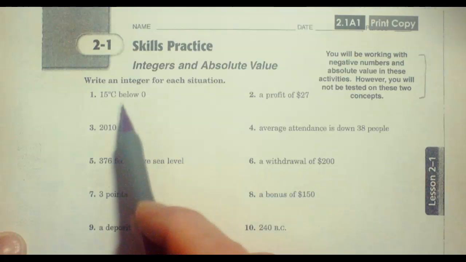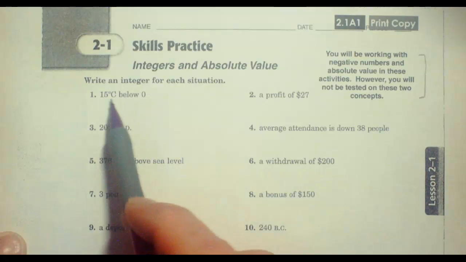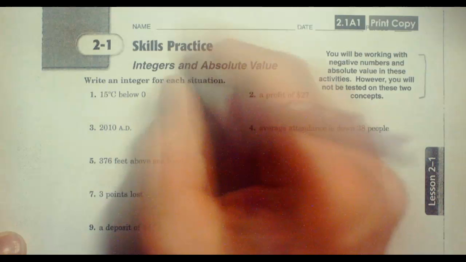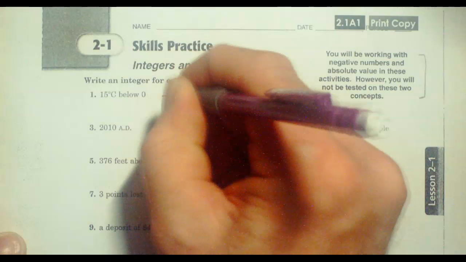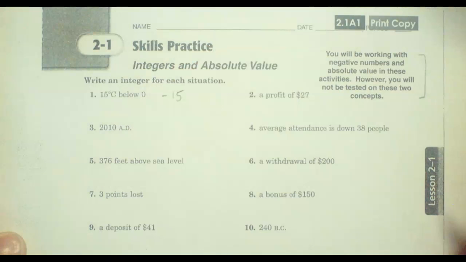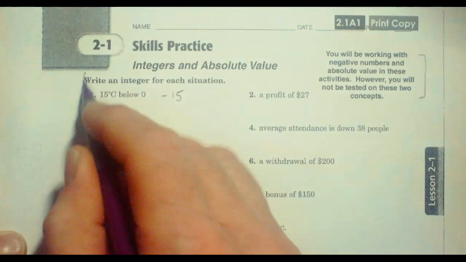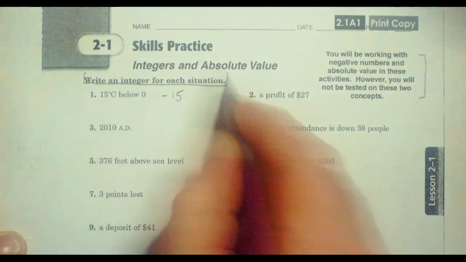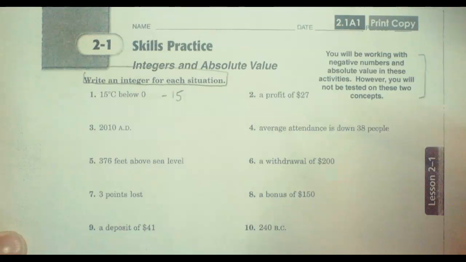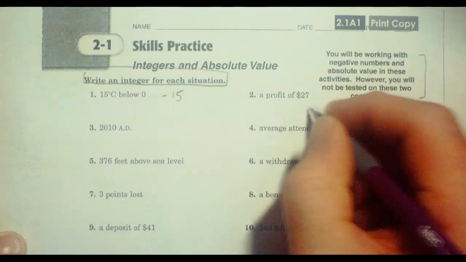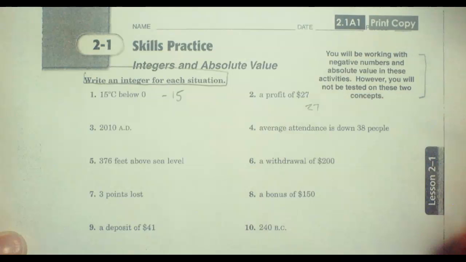So 15 degrees Celsius below zero. How would we write this? We just write this as minus 15. It's one of those weird things where we're just writing an integer for the situation. We don't need to include the label. So a profit of $27, this is just going to be a positive 27. Again, no label on this.